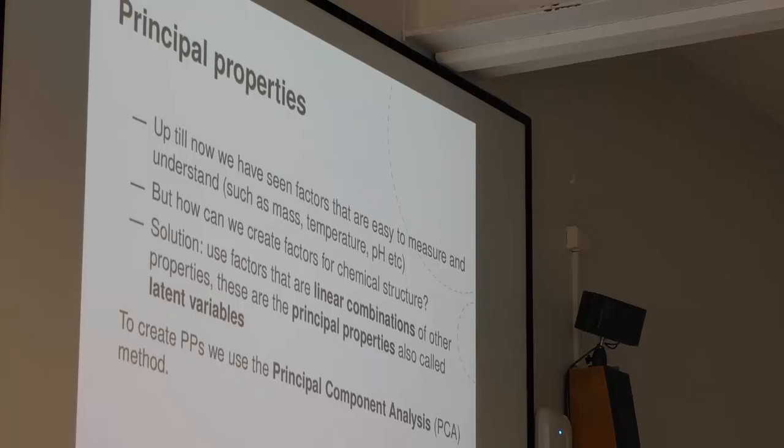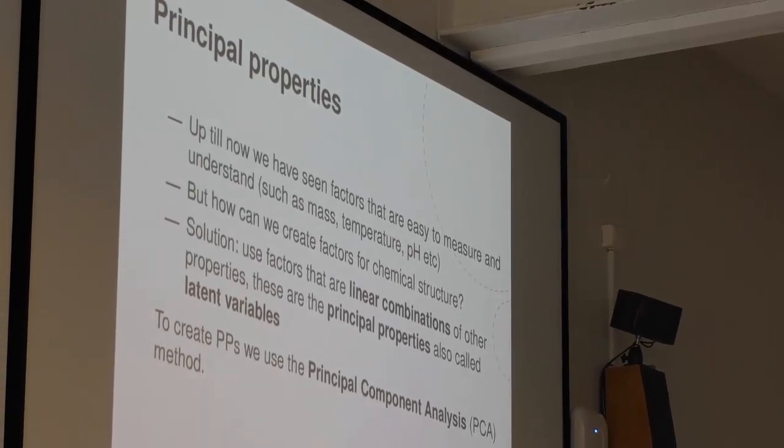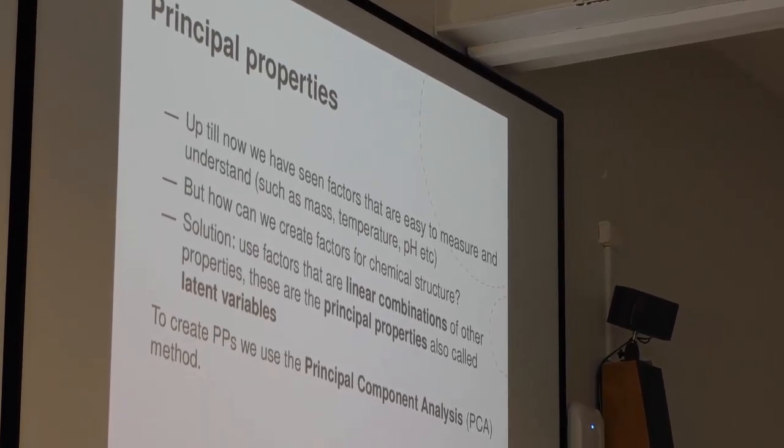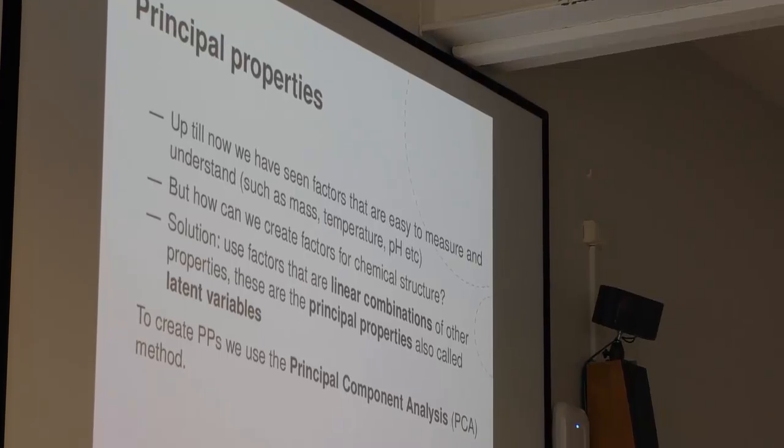what are principal properties? Well, as you remember, I talked about controllable factors. That is okay and easy to understand when you're controlling something like temperature or the pressure. It's like a knob you turn. But what happens when you try to use the same thinking on structure? There is no structure knob somewhere. At least that is not obvious.